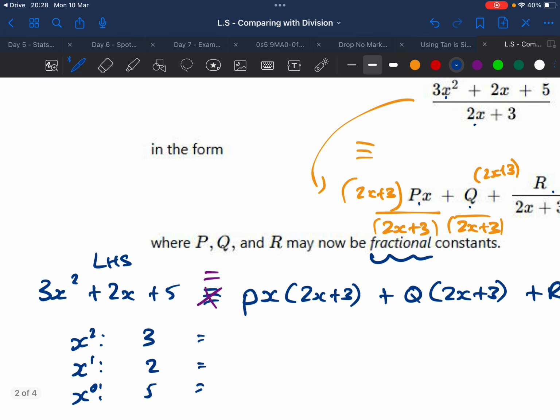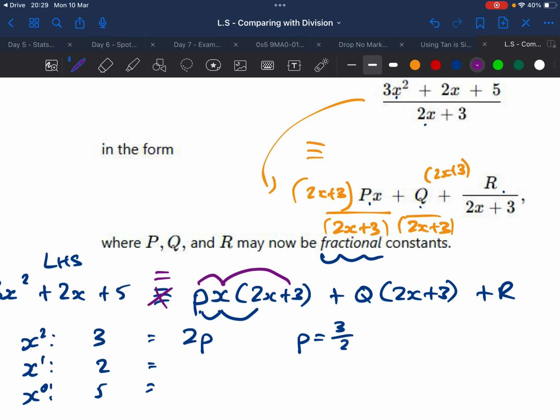Now, on the right-hand side, px 2x, that's where the x squareds are coming from. So there'll be 2p, lots of them. And that means that p is equal to 3 over 2. And that is correct. Where do the x's come from? They come from that multiplication, and they come from that multiplication. So you will get, I'm going to write it in terms of p, you will get 3p, and you will get 2q. Okay, and I could just sub this value in there and so on and work out what q is. And let's do it one more time.